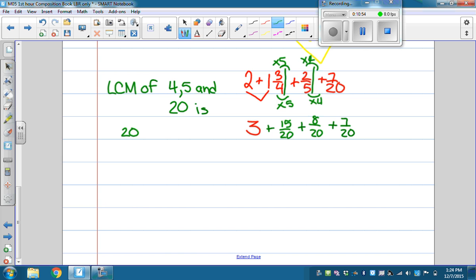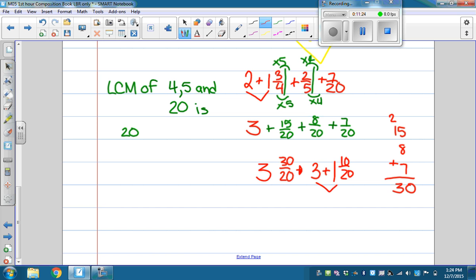7/20ths. Adding all that together, I get 3, 15, and 8, and 7. 7 and 8 make 15, plus 5 more make 20. So that's 30/20ths. And that's the same thing as 3 plus 1 and 10/20ths, which is 4 and 1/2.